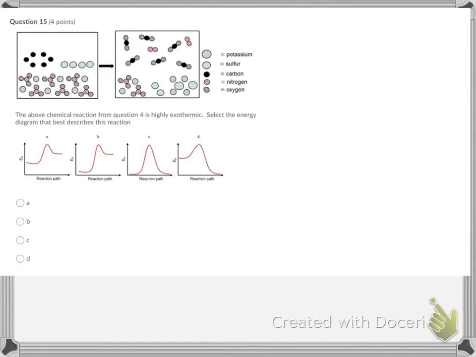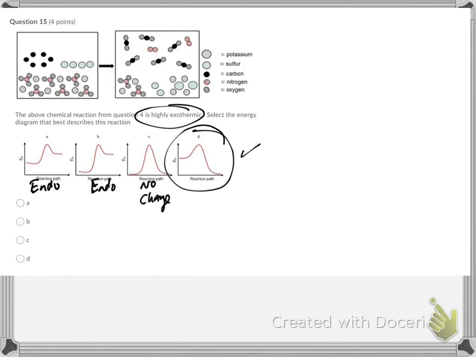All right, here we have a chemical reaction. It says highly exothermic. Okay, so it's highly exothermic. Which energy diagram would this correspond to? This would be D because this is where we have the high potential energy to low potential energy, releasing energy. A is endothermic, B is endothermic, and C is showing no change. So the answer is D, exothermic.